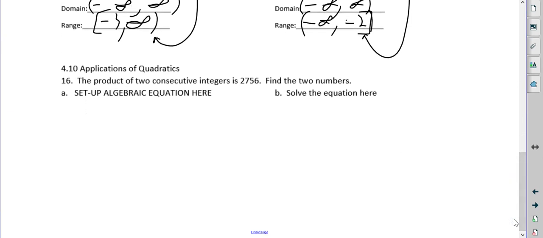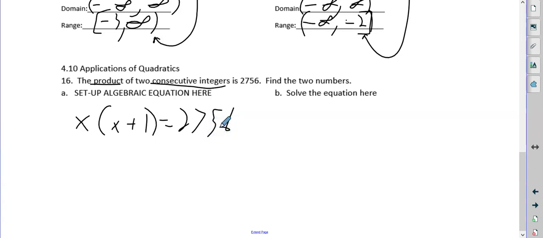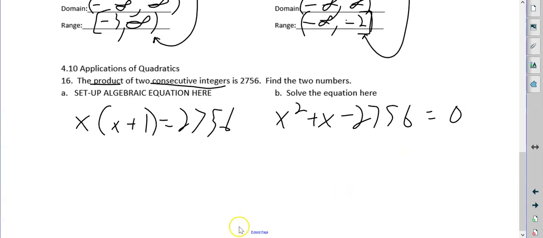All right, applications, word problems. Product, remember we're going to be multiplying. So two consecutive integers. So that's x and x plus 1, and we're multiplying them, equals 2756. So let's do the math. We distribute the x and move that 2756 over, making it negative. Now, remember, I taught you a little trick here.